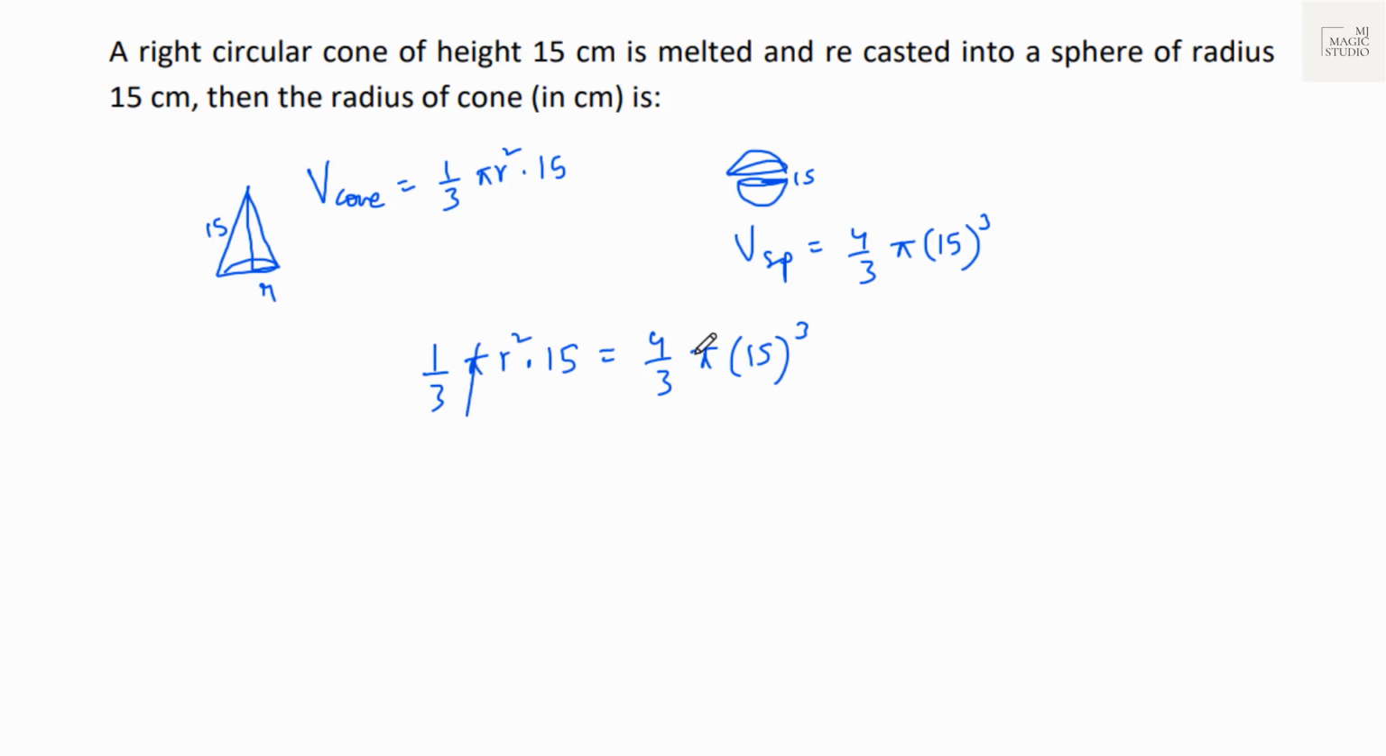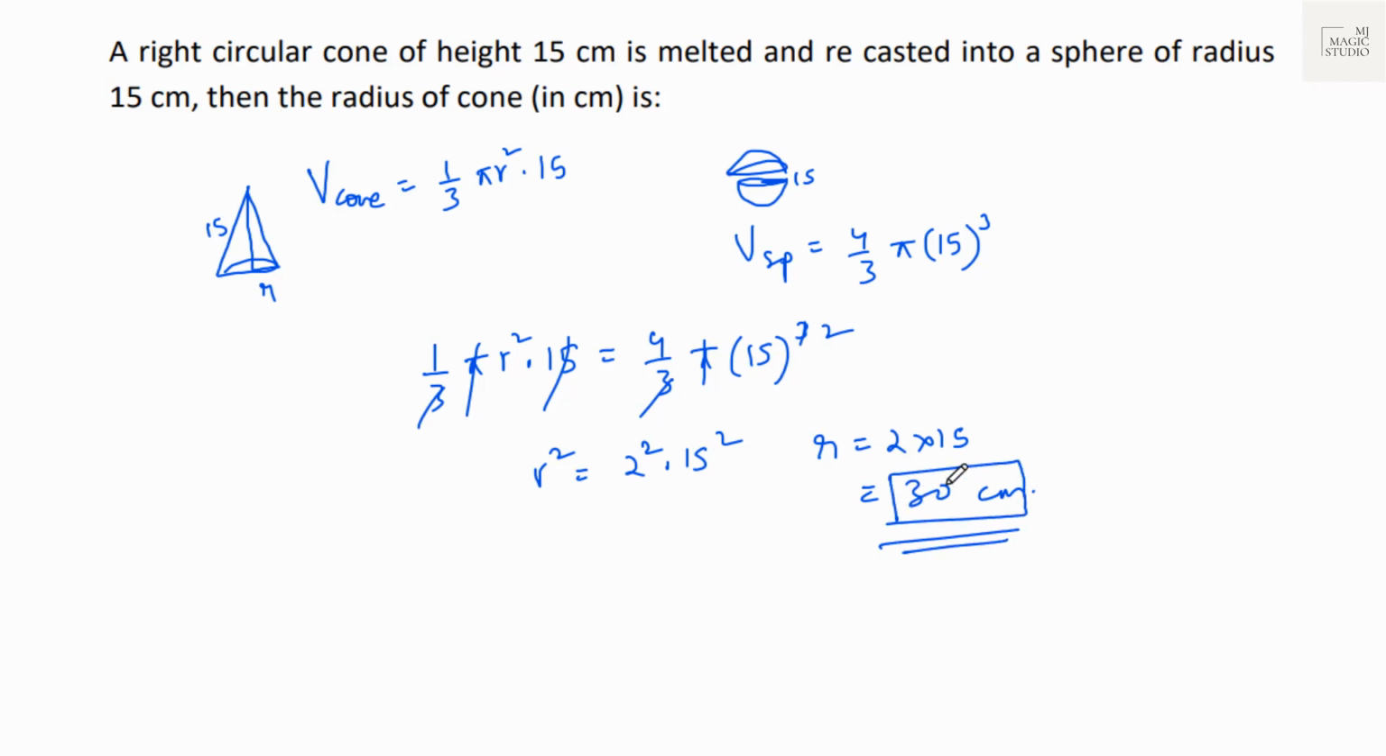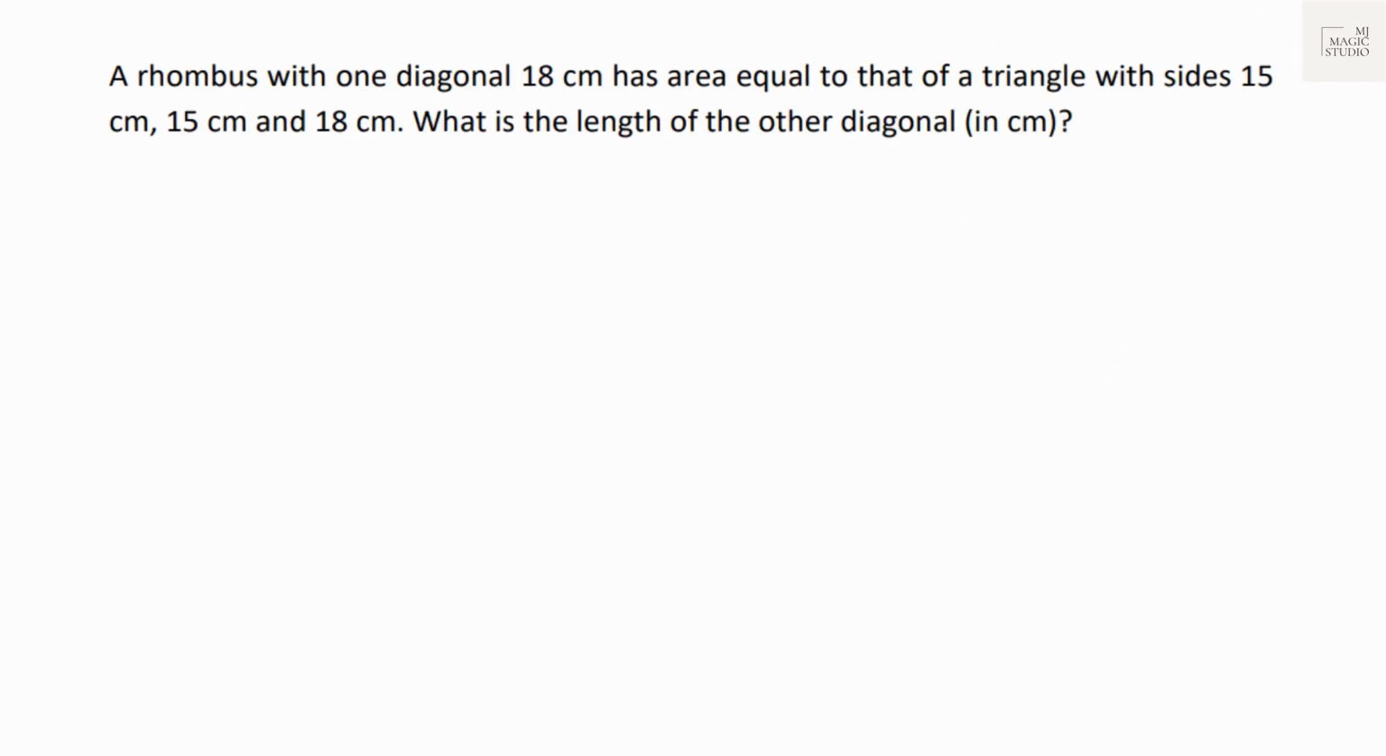Then what is the radius of the cone? We are looking out for this value of r. Pi cancel, 3 cancel, 15 gone with this. So r square is 2 square into 15 square. Therefore r is 2 into 15, that is 30. Radius of the cone is 30 centimeter, which needs to be put in the box. In the box, we normally don't write the units. You are only supposed to type in 30 in the box given.